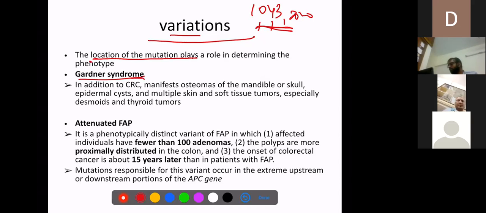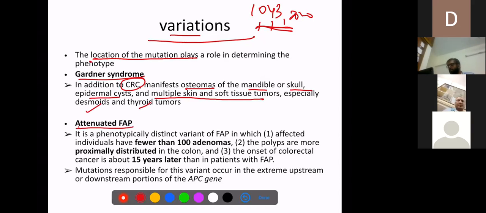In addition to colorectal carcinoma, osteomas of the mandible and skull will be present. Epidermal cysts, multiple skin and soft tissue lesions will be present, and especially desmoids and thyroid tumors will be present. So there is something called classical FAP.